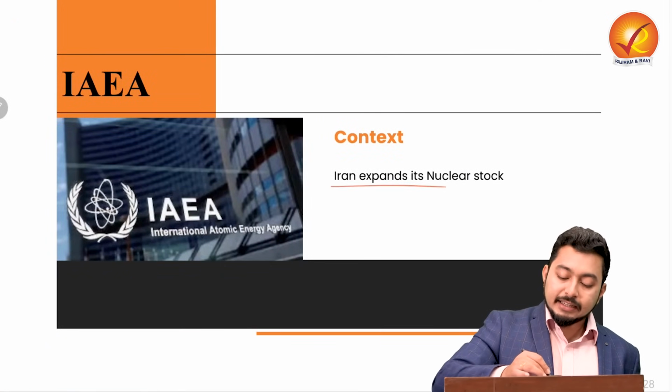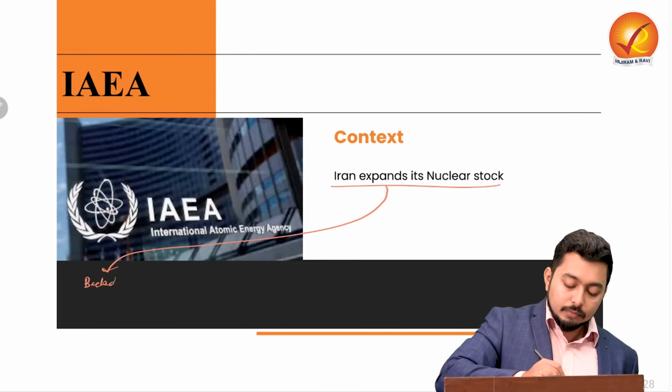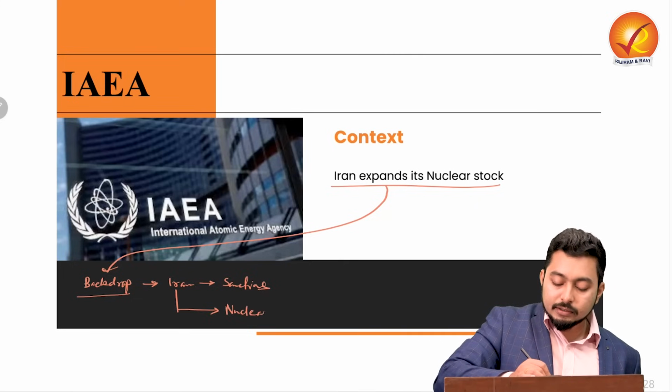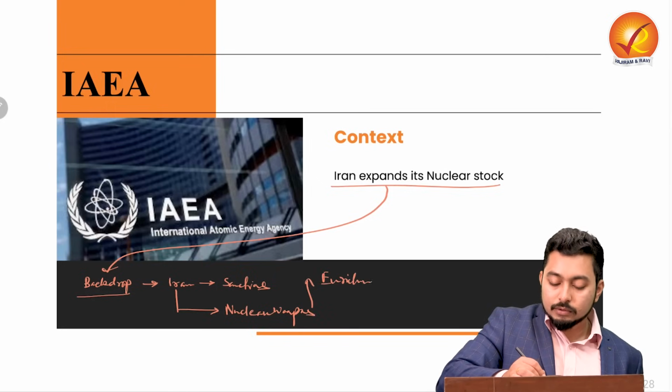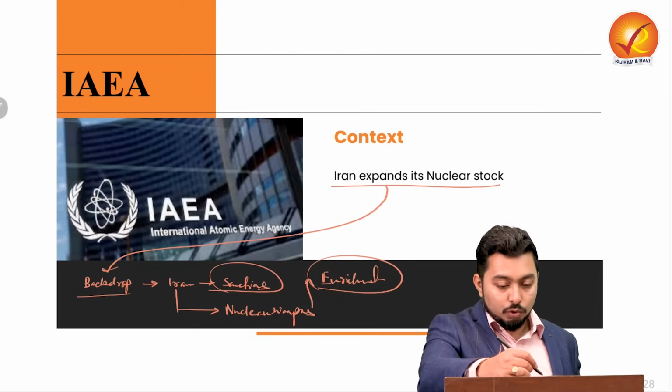So Iran has expanded its nuclear stock. Now let's look at the backdrop. So Iran is under sanctions. Why? Because it is accused of building nuclear weapons. How? Through enrichment. So these sanctions are unilateral sanctions imposed by the West.